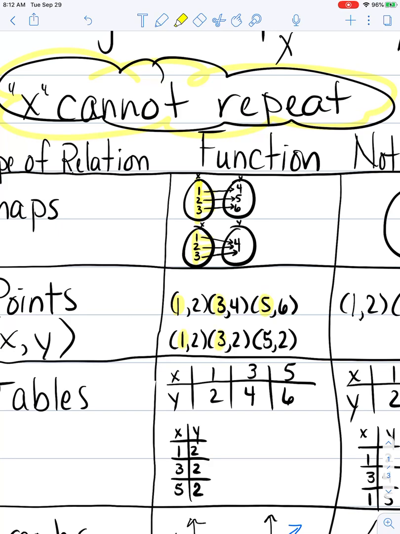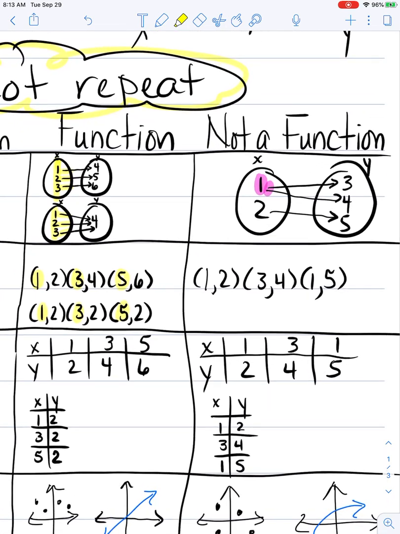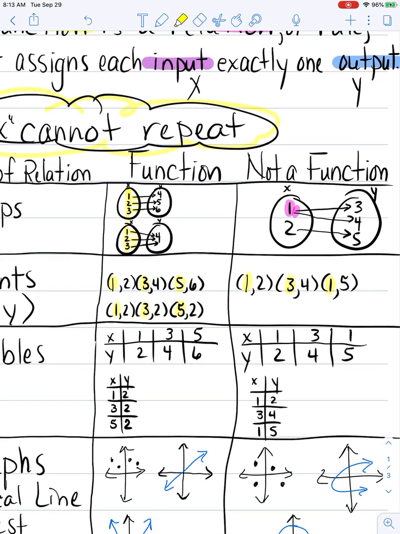We have 1, 3, 5. Now we have the same y, 2, 2, 2. I don't care about the y. All I care about is the x values. Take a look at the not a function. Remember, x is what we want to look at. And already I notice that 1 repeats, so that's why that is not a function.